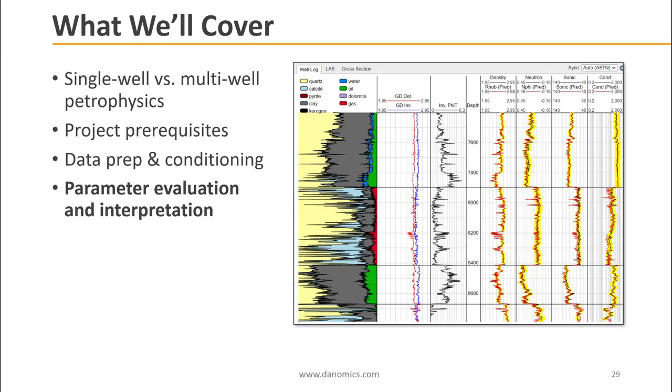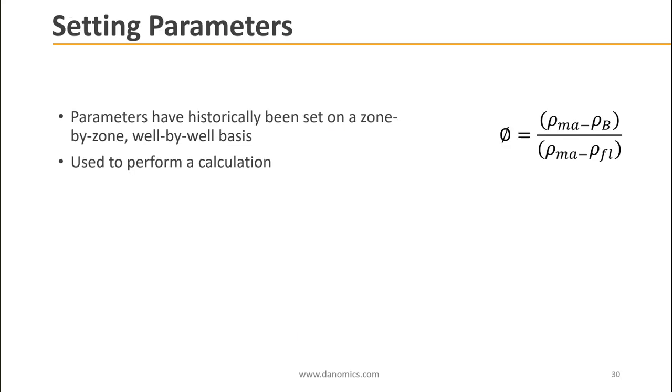And parameter evaluation and interpretation is a big part of the interpretation process. So when we think about how we normally set parameters, let's take, for example, our density porosity. So we've got two parameters to set: we've got our matrix density and our fluid density, and we would go through in a single well analysis, and we would, at each zone, set this property.